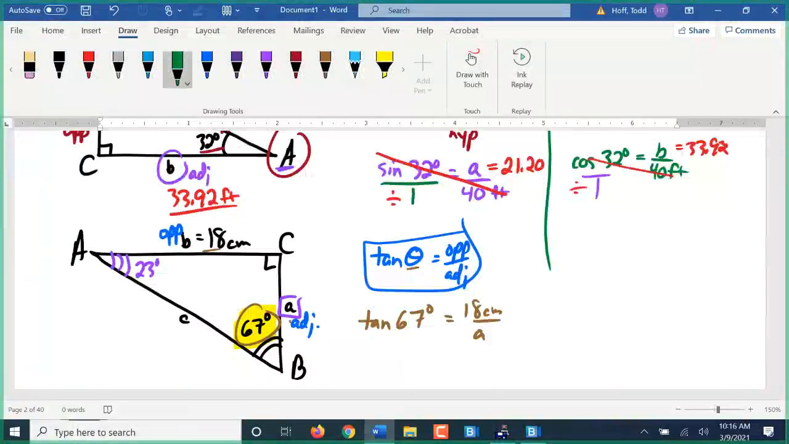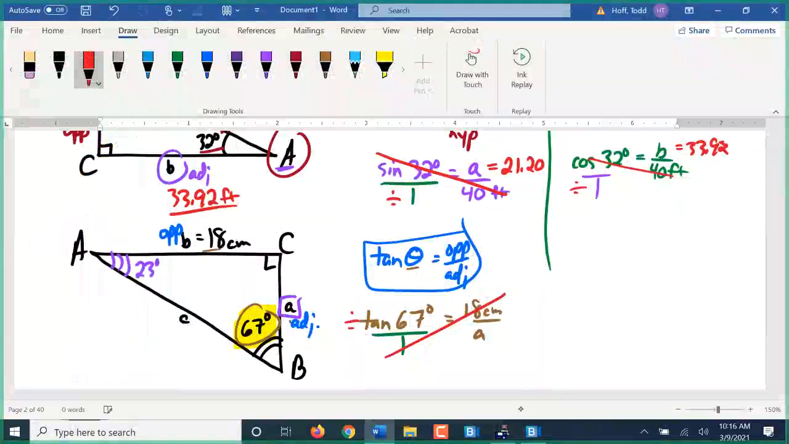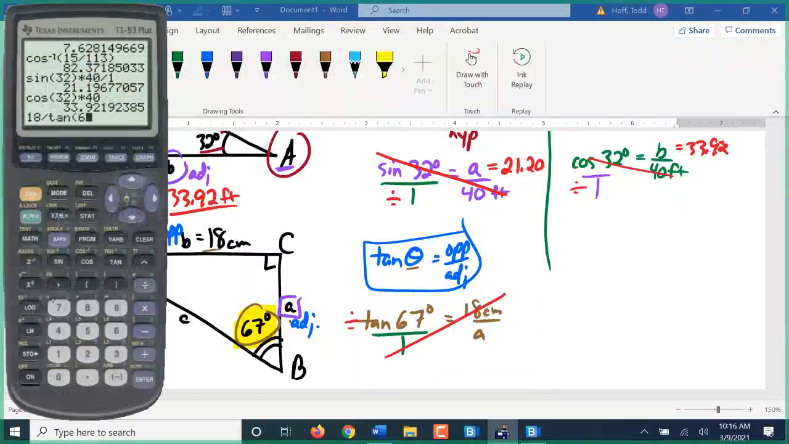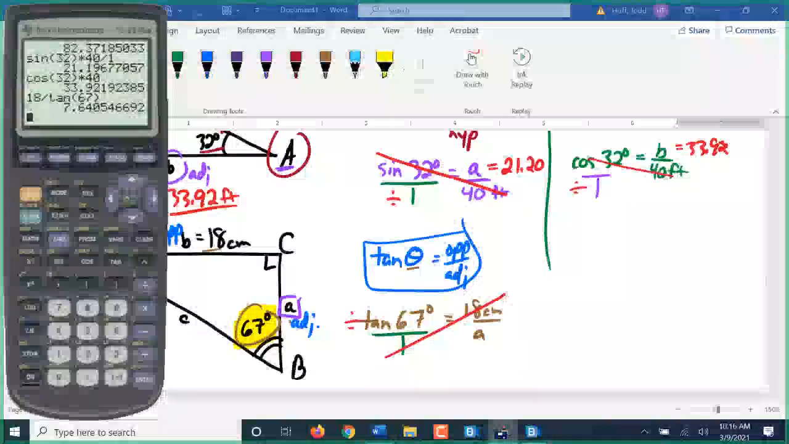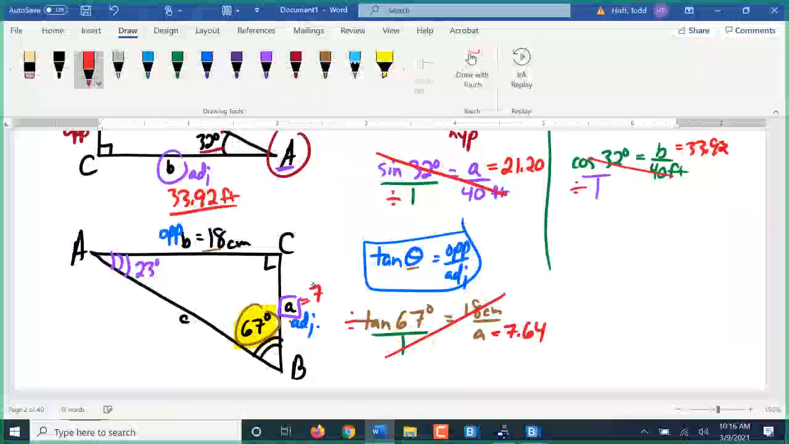Well, right now, that would be very difficult to solve as it is. But when I put in that 1 to make it a proportion, it becomes pretty simple. It's 1 times 18, which is just 18, divided by the tangent of 67 degrees, giving us that A is 7.64. A here is 7.64 units long. In this case, it would be centimeters.